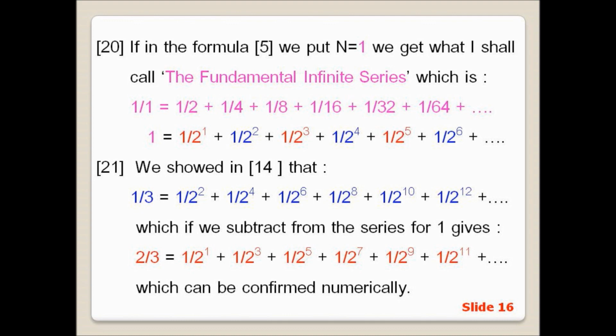We showed in 14 that 1/3 equals 1 over 2 squared plus 1 over 2 to the 4th plus 1 over 2 to the 6th plus 1 over 2 to the 8th plus 1 over 2 to the 10th plus 1 over 2 to the 12th, and so on, which if we subtract from the series for 1 gives 2/3 equals 1 over 2 to the 1 plus 1 over 2 cubed plus 1 over 2 to the 5th plus 1 over 2 to the 7th plus 1 over 2 to the 9th plus 1 over 2 to the 11th, and so on, which can be confirmed numerically.